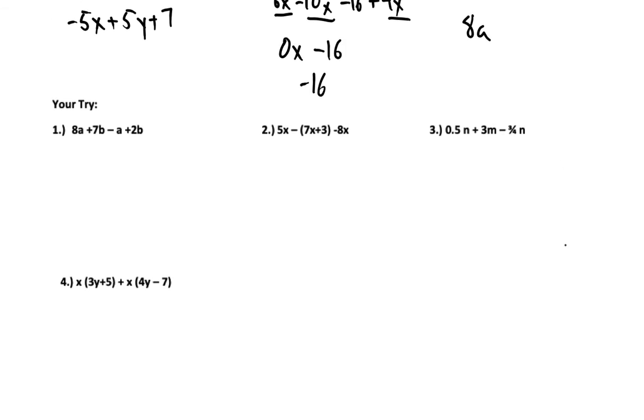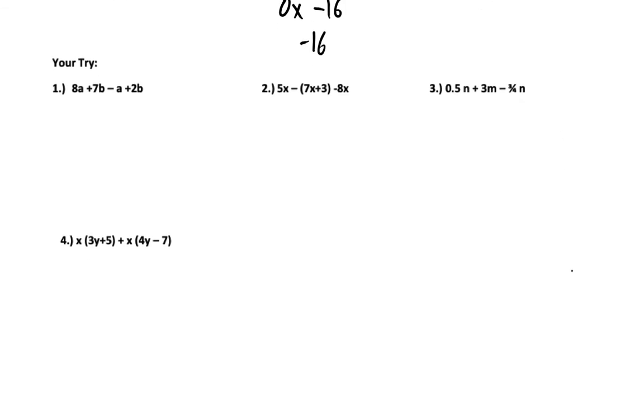Right. Now it's your guys' turn to try a couple of these. Go ahead and do this one. What is 8a plus 7b minus a plus 2b? Our like terms for this one are our a's and our b's. So what's 8 minus 1? That gives us 7a. What's 7 plus 2? That gives us 9 times b.